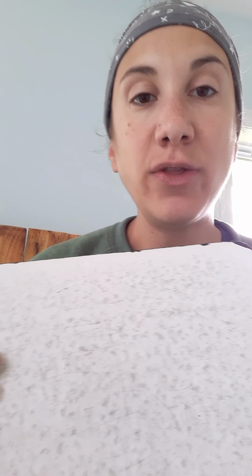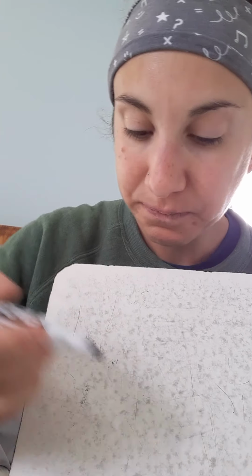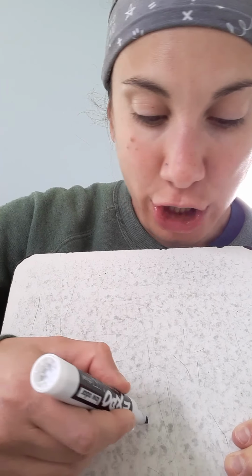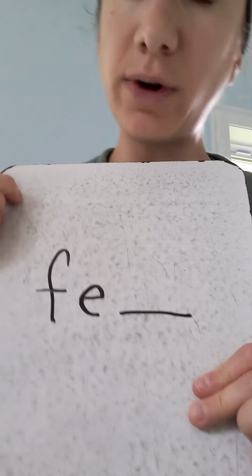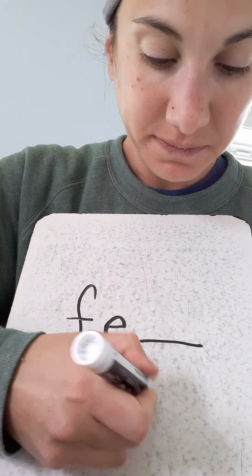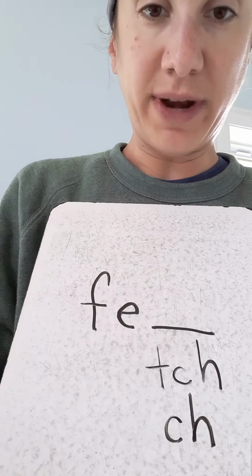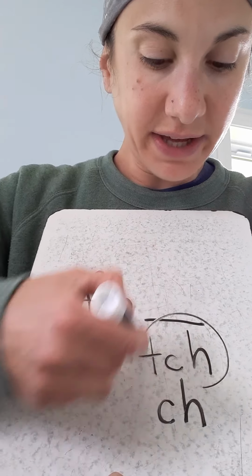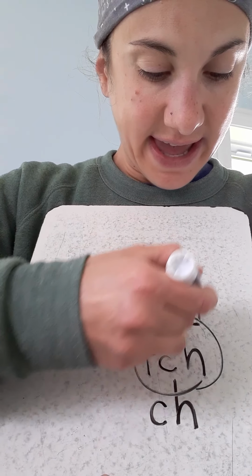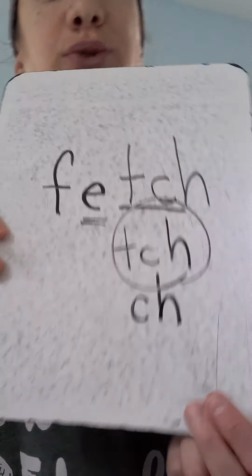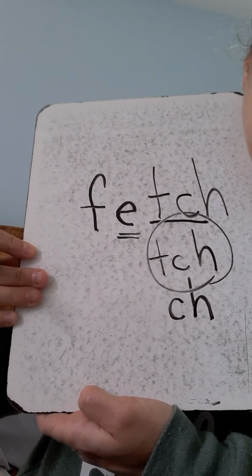And that same rule applies for our TCH. We use TCH after a short vowel. So for example, in the word fetch, like a dog might fetch a bone, I'm going to talk to my marker. Ch. Now really I have two different patterns that make that ch sound. I have TCH and I have CH. When I look at this word though, short vowel, I use TCH, fetch. Short vowel, TCH.